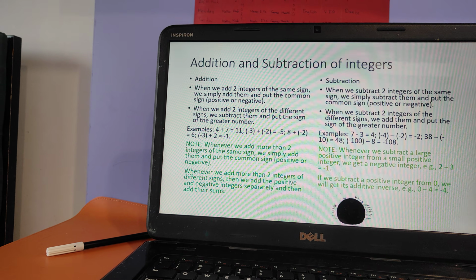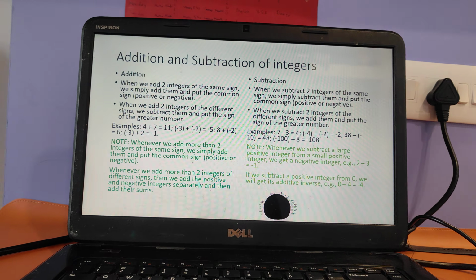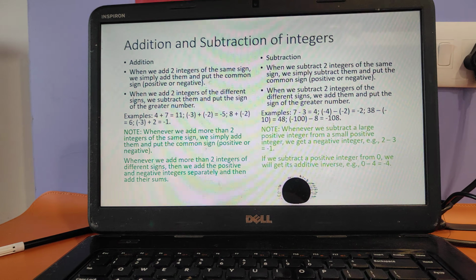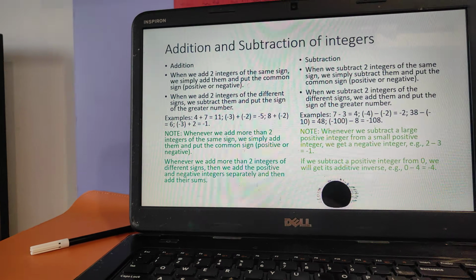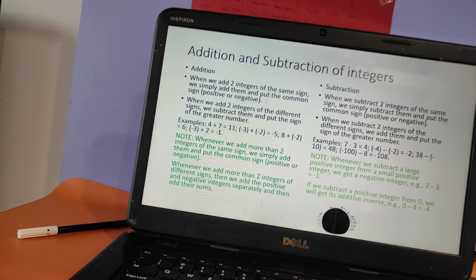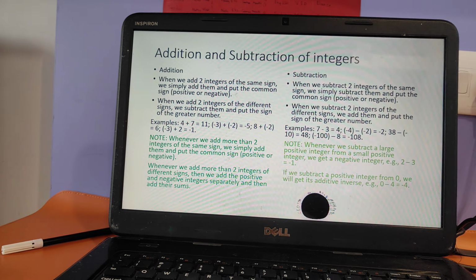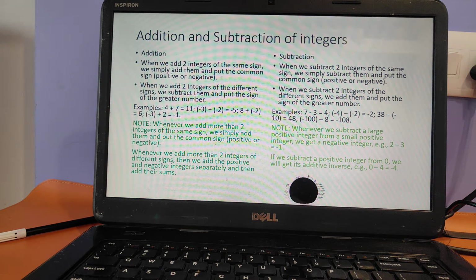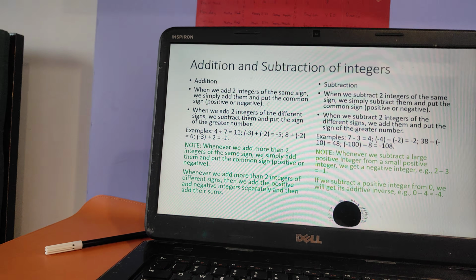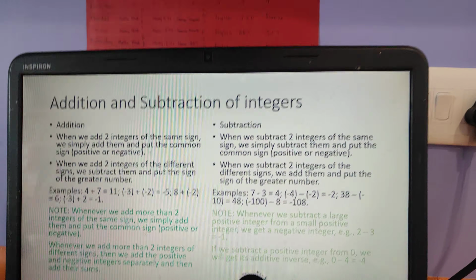Yes, it happens. Sometimes you would get positive integers, negative integers, a mixture of them in an expression. So how would you solve them? Separately add the positive and negative integers, then add their sums and you will get the final sum.